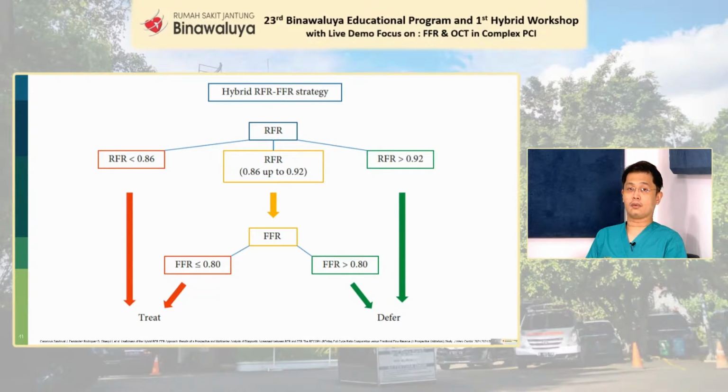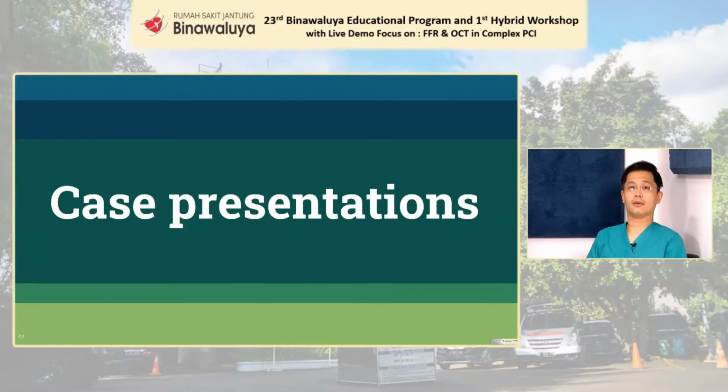there are also algorithms like this to identify a gray zone of the RFR. If the RFR is between 0.86 to 0.92, then one should actually use the FFR as a tiebreaker to decide whether you should or should not intervene. Whilst if it's less than 0.86, then it's clearly something that you should intervene. Or if a lesion has an RFR of more than 0.92, then you can clearly and safely defer any form of PCI for the lesion.